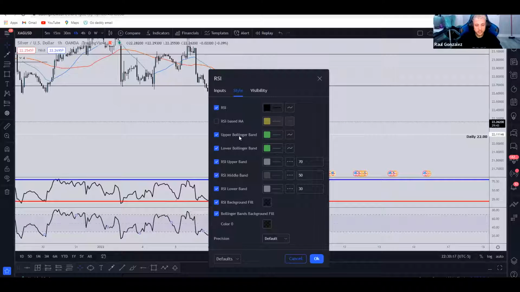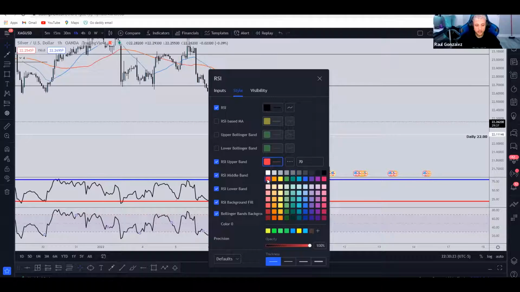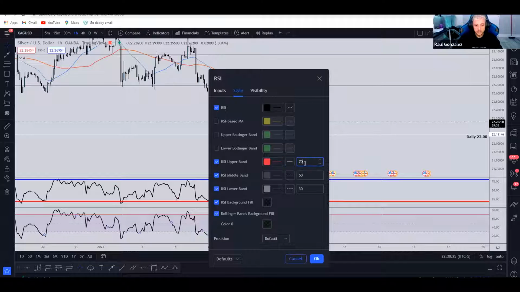So remove the RSI main base, upper Bollinger Band, lower Bollinger Band, upper RSI band. We're going to make this red. We're going to make this a solid line. We're also going to put 80.